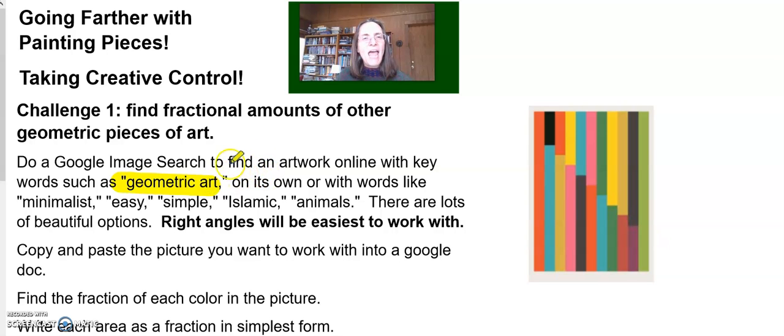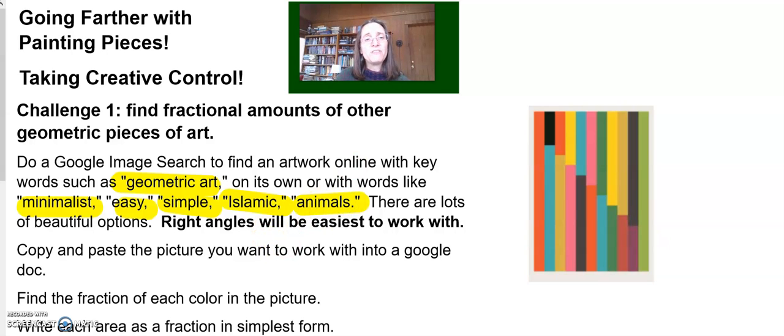And then I began adding to that. If you use the word minimalist or easy or simple, that will give you a piece that's maybe not as hard to find fractional amounts for. I also figured out that if you write the word Islamic in there, ooh, you find some beautiful stuff. The art of many Muslim countries has a great deal of geometry in it. They were fabulous mathematicians, and they still are. So this will give you a chance to look at the art of a different culture. Some beautiful stuff there. Or how about animals? I found all kinds of crazy animal geometric art online. So go find something you really like.